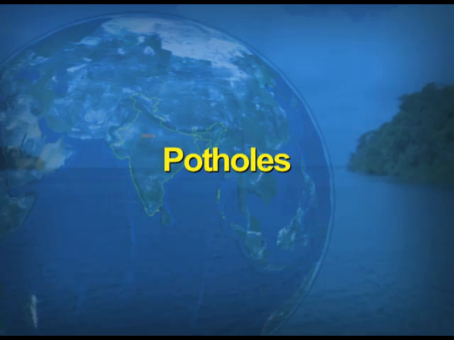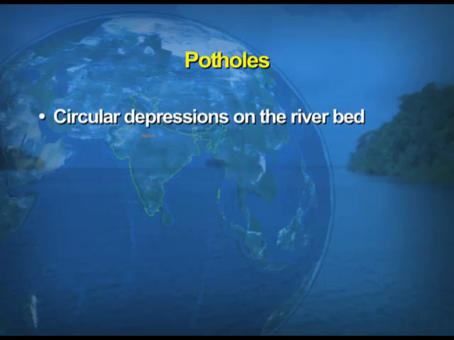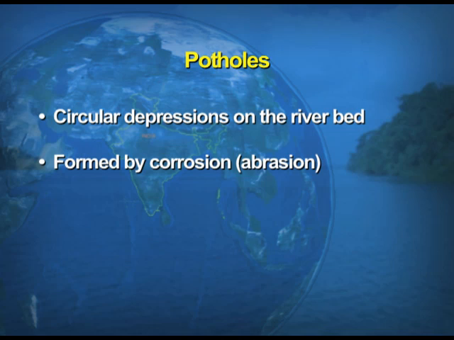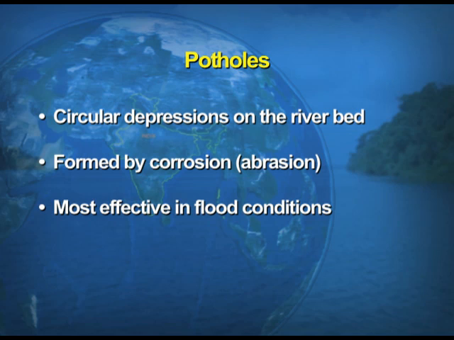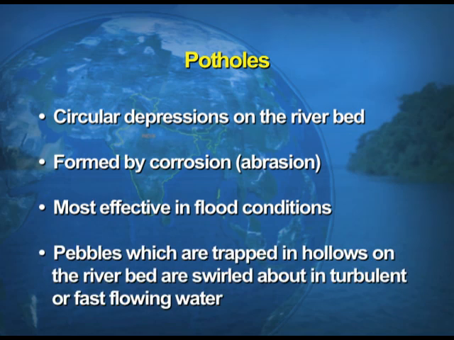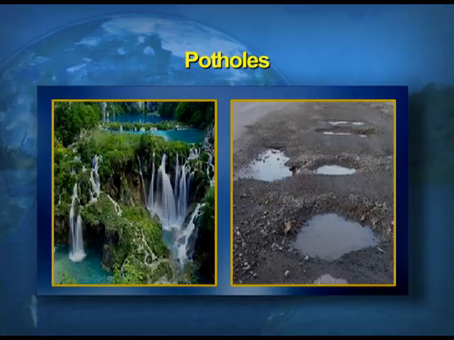So, what are the potholes? The circular depressions on the river bed are known as potholes. These are formed by the abrasion action of the river, and they are most effective in flood conditions. The pebbles which are trapped in the hollows on the river bed are swirled about in the turbulent river. Now, this is a visual of the potholes. You can see how the great depressions are formed in the area where the water permanently falls, and this results in the formation of potholes.